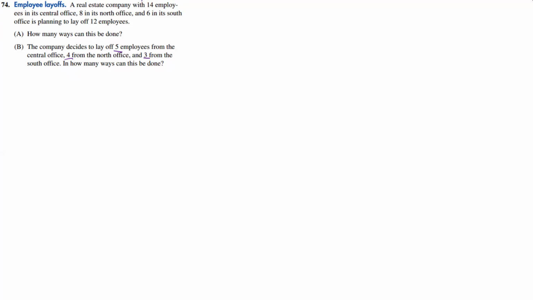Well, first off, we have to know how many total there are. So there's 28 total, it looks like. Now, does order matter? Well, we're just saying we're laying off employees. We're not saying they're the academic people, or the secretaries, or the real estate person. We're just laying off employees. And so that means it's a combination. So for A, it's 28C12, and that's going to be how many ways we can lay off 12 people out of those 28.